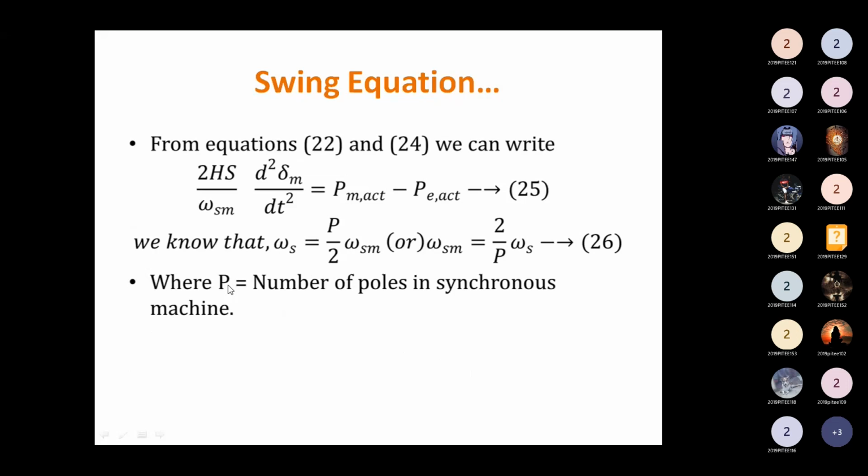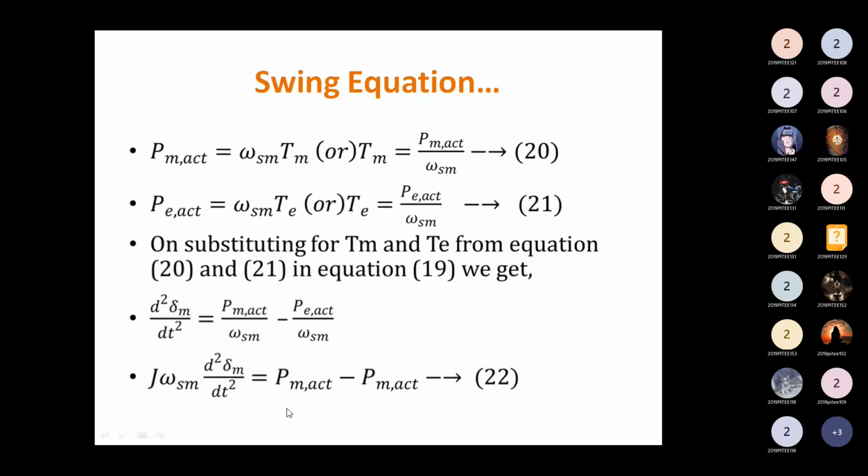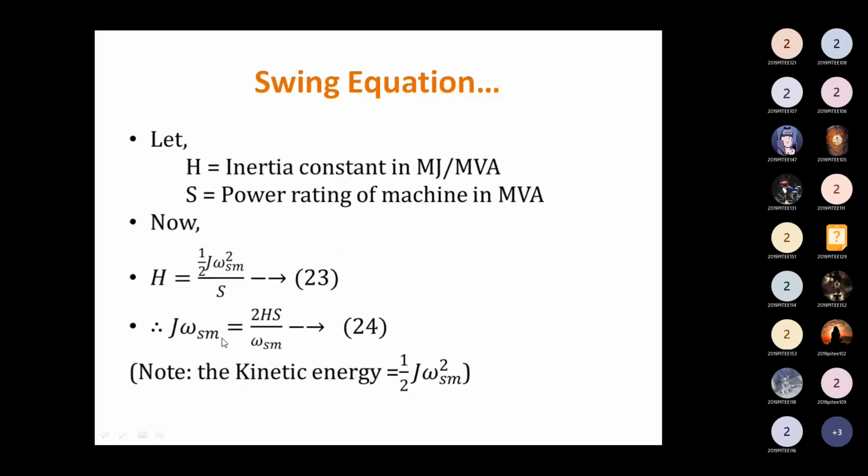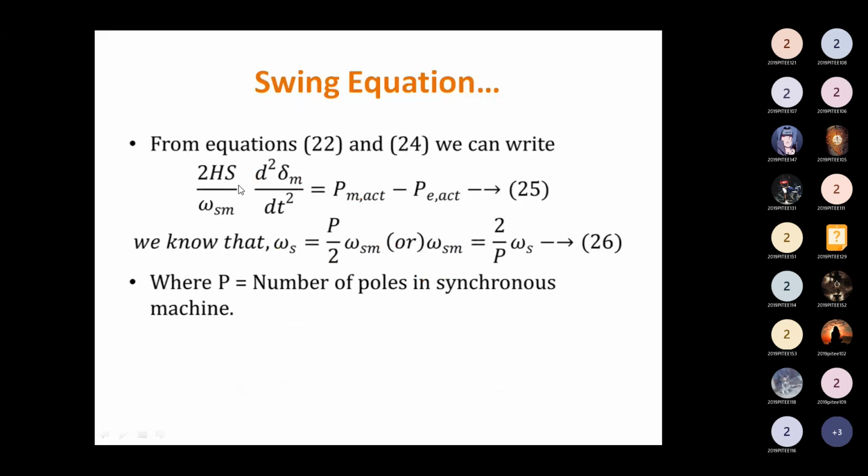So from your 22 and 24, this is your 22: J omega sm d square delta m by dt square equals Pm actual minus Pe actual. What is your 24: J omega sm equal to 2 HS by omega sm. I am substituting that: 2 HS by omega sm d square delta m by dt square equal to Pm actual minus Pe actual. From the second equation, you know that omega is equal to P by 2 omega sm, so omega sm equal to 2 by P times omega s. P is known as the number of poles in the synchronous machine.